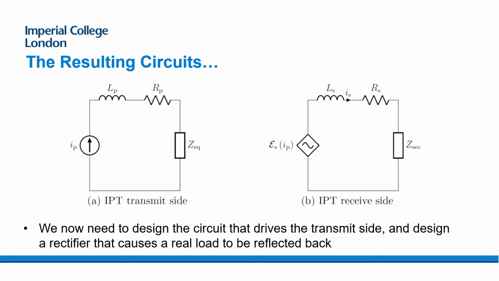Likewise, on the receive side, I can consider that I've got a voltage source which is in series with my pickup coil, my inductor, and that's going to drive power into the secondary. So it's nice to get the model to this form, because now I can think about how I design the circuits based on just simple RLC types of circuit models.